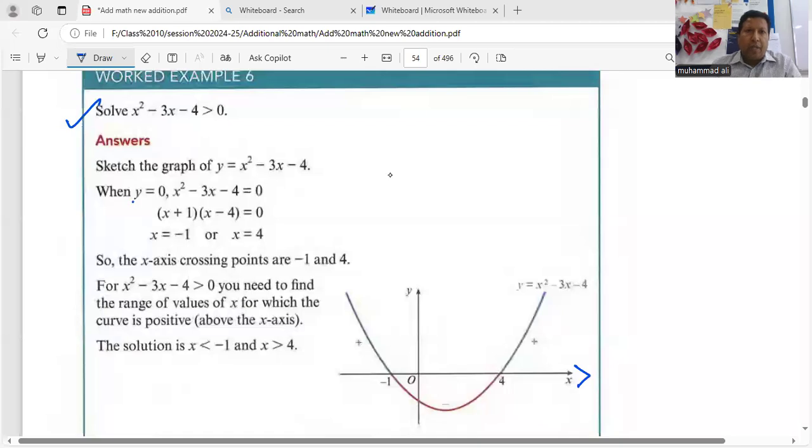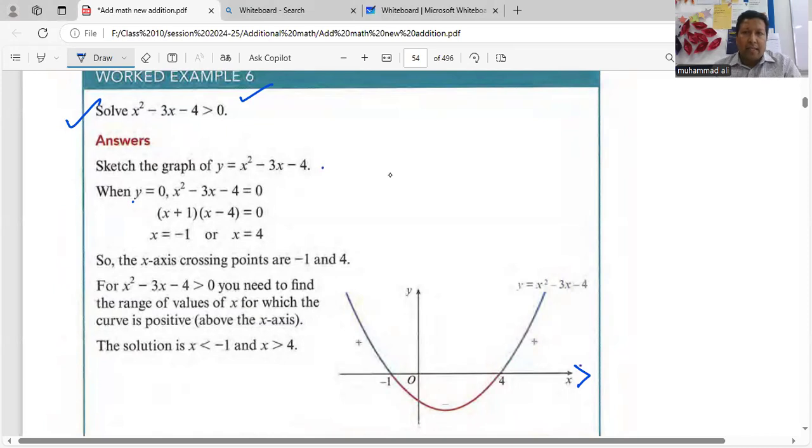Today we try to solve some very important questions from Cambridge IGCSE, quadratic inequalities. Solve x squared minus 3x minus 4 greater than 0. So at first we have to sketch this curve.